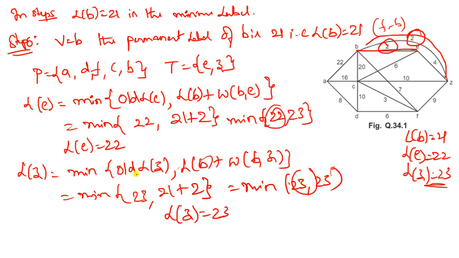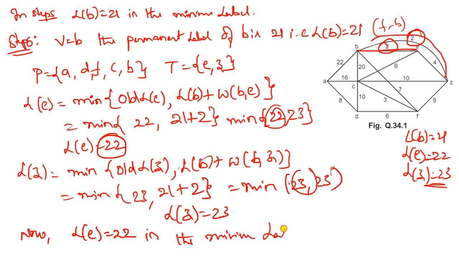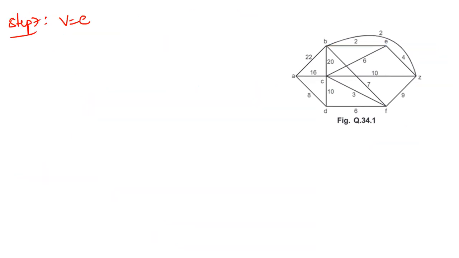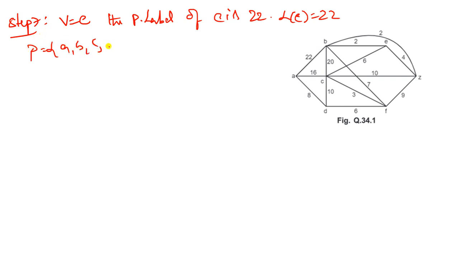Okay. Now in this particular step, what is the minimum label? Actually we visit Z, we visit E. What is the minimum label here in step 6? 22. Okay, now here we got L of E is equal to 22 is the minimum label. Then in step 7 we got V is equal to E, and the permanent label of E is what? 22. Okay, so L of E is equal to 22. Okay, fine. So now we are visiting A, B, C, D, E.